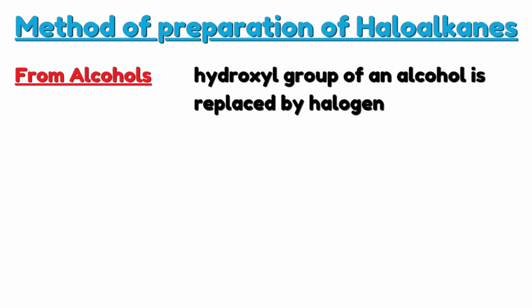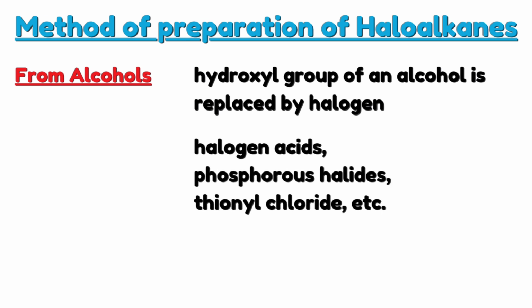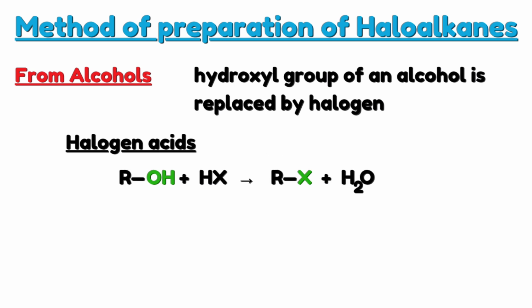For this replacement, different reagents like halogen acids, phosphorus halides or thionyl chloride are used. First, when we use halogen acids, then the hydroxyl group of alcohol is replaced by the halide group of halogen acid, which leads to the formation of haloalkane and water molecule. Here zinc chloride is used as catalyst.